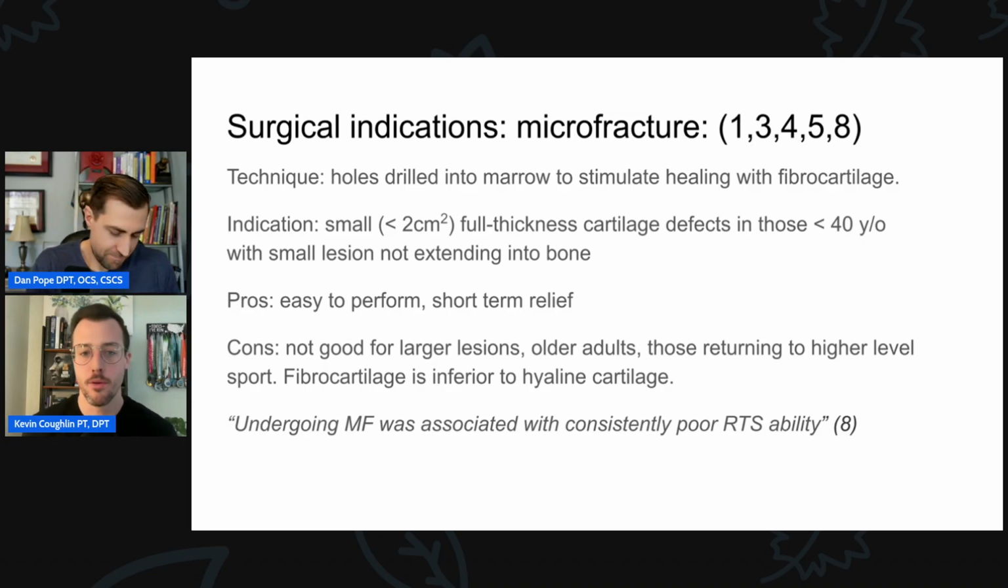So why would they perform each of these surgeries instead of doing the other one? For a microfracture, the indication is small, less than 2 centimeters squared, full thickness cartilage defects in younger individuals, usually those less than 40 years old. It's for smaller lesions that don't extend into the bone. For the technique, they drill holes into your bone marrow and it stimulates healing.